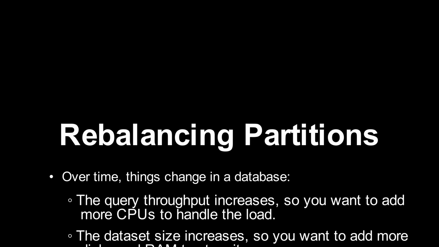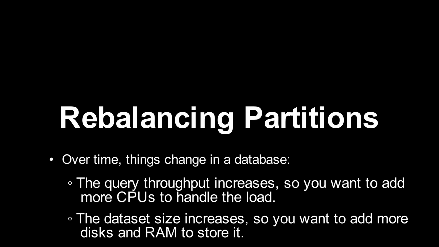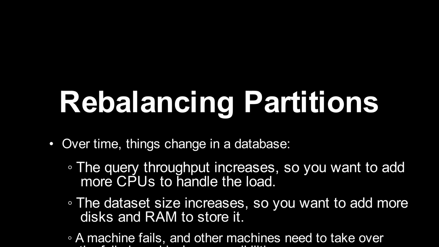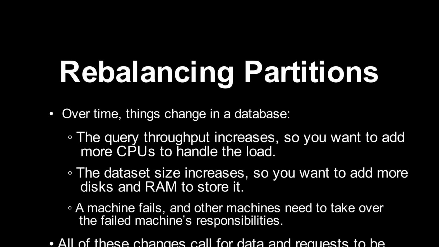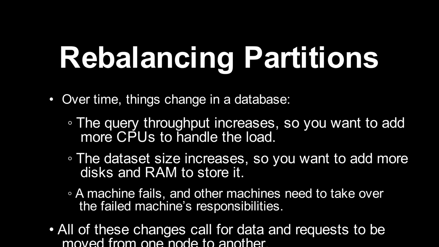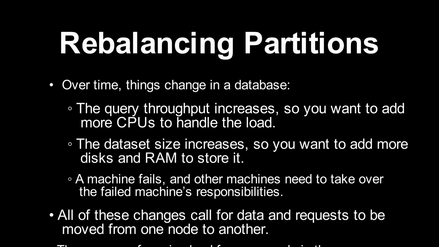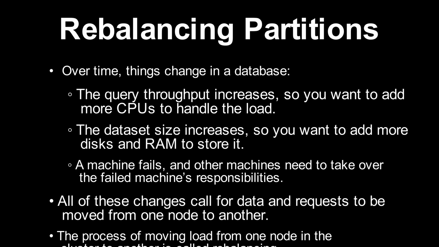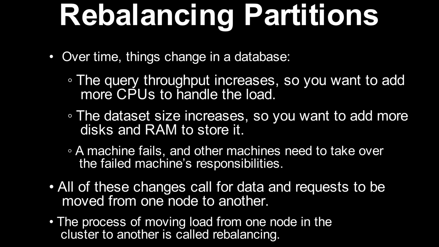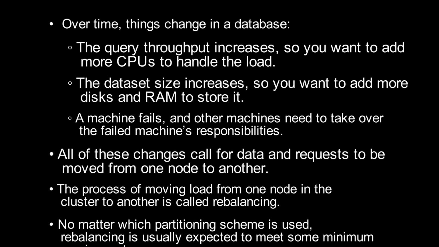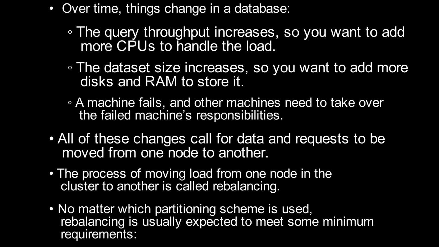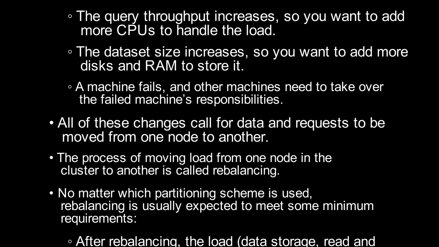Over time, things change in a database. The query throughput increases, so you want to add more CPUs to handle the load. The dataset size increases, so you want to add more disks and RAM to store it. A machine fails, and other machines need to take over the failed machine's responsibilities. All of these changes call for data and requests to be moved from one node to another. The process of moving load from one node in the cluster to another is called rebalancing.